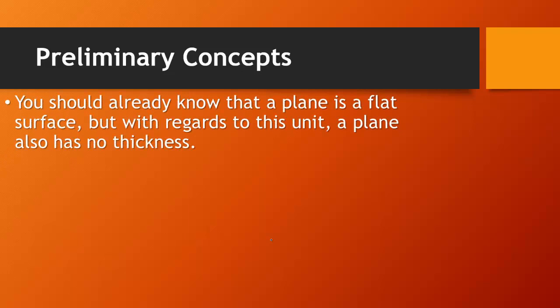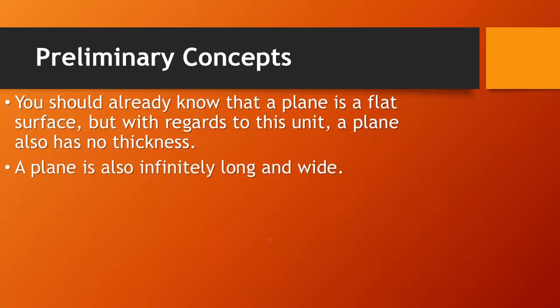You should already know that a plane is a flat surface, but with regards to this, a plane has no thickness in geometry. So just remember that it has no thickness. Even though you can see it, it's tangible, it really doesn't have any thickness. A plane is also infinitely long and wide. So like a line goes on forever, a plane goes on forever, but it goes on in every direction forever.